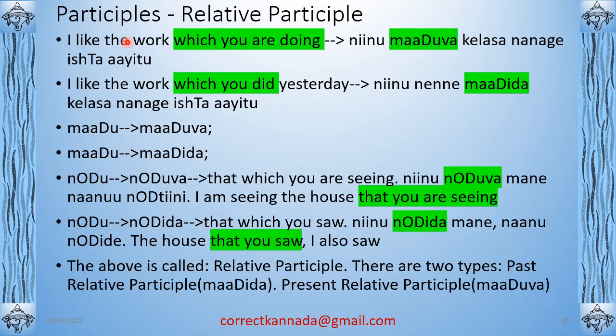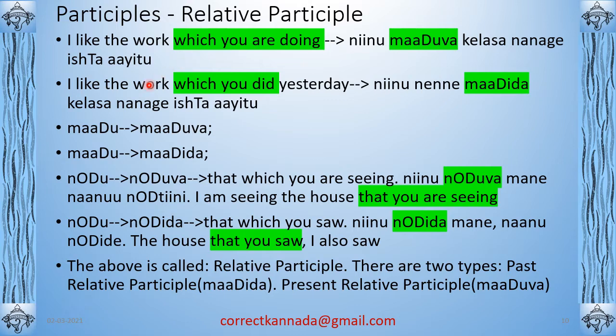Then we have participles. We have the relative participle. I like the work which you are doing. ನೀನು ಮಾಡುವ ಕೆಲಸ ನನಗೆ ಇಷ್ಟ ಆಯಿತು. ಮಾಡುವ: madu, maduva. You add that to it, and it becomes "which you are doing." So participles are nothing but a verb behaving like an adjective. For example, the work is qualified by "which you are doing." You are qualifying the work using the action that is being done on the work. So, I like the work which you are doing.